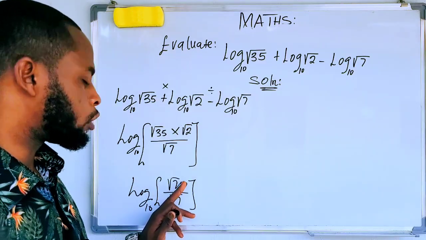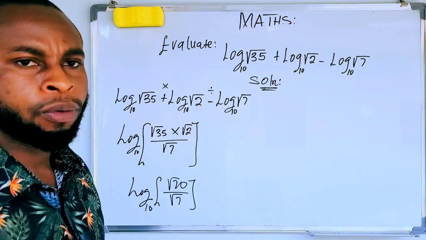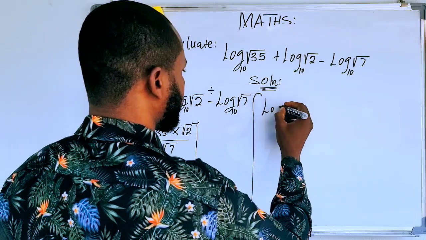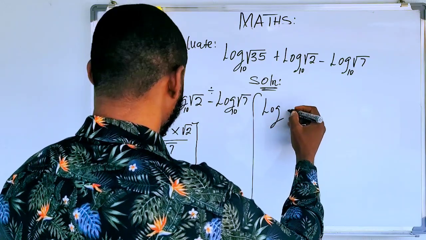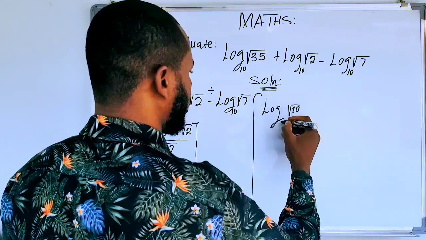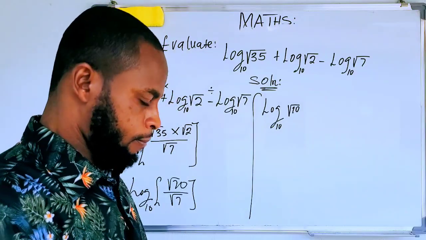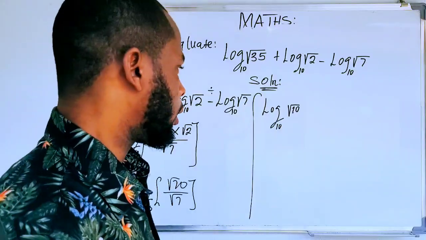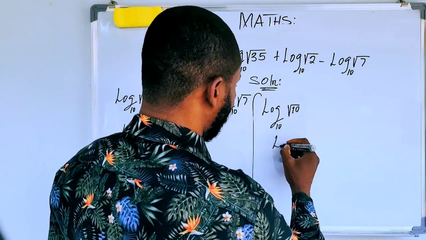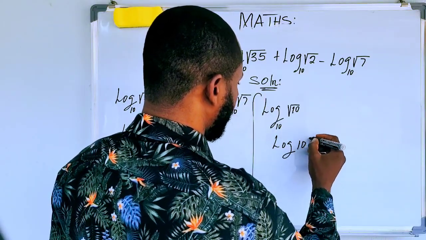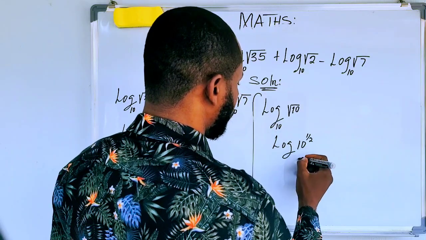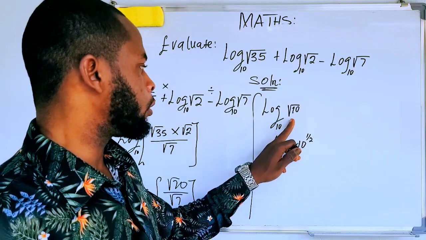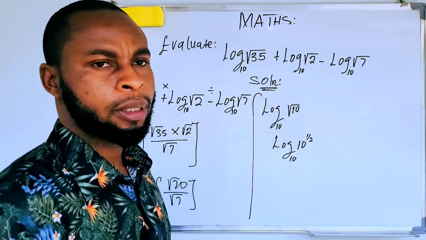Now root 70 divided by root 7, you're going to have here log of root 10 base 10. Now, this expression can also be written as log of 10 to the power of 1 over 2, base 10. This is the same thing as this.